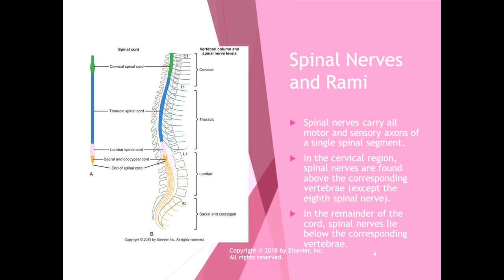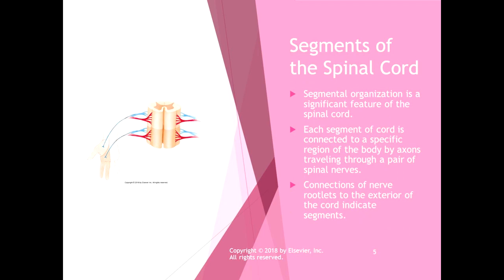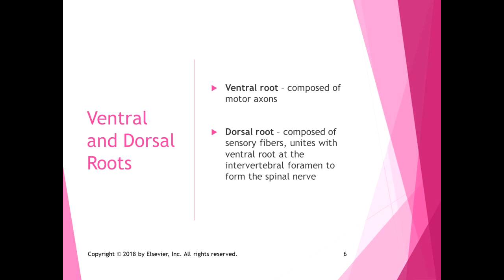And the dorsal root ganglion contains the somas of the sensory neurons. So, segmental organization is a significant feature of the spinal cord. Each segment connects to a specific region of the body. Connections of the nerve rootlets to the exterior of the cord indicate the segments. So, where it connects indicates which segment it's in. The ventral root is composed of motor axons. The dorsal root is composed of sensory fibers and unites with the ventral root at the intervertebral foramen to form the spinal nerve.